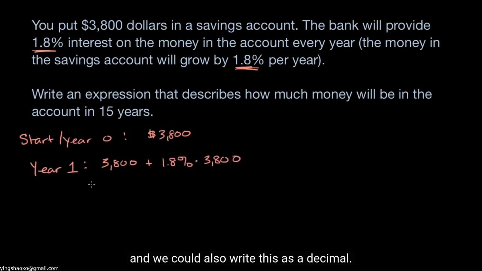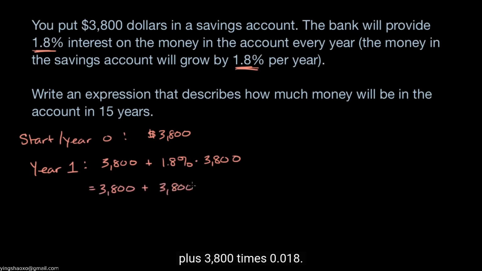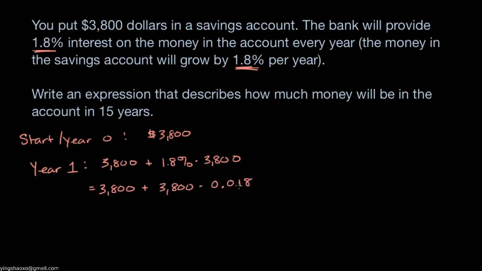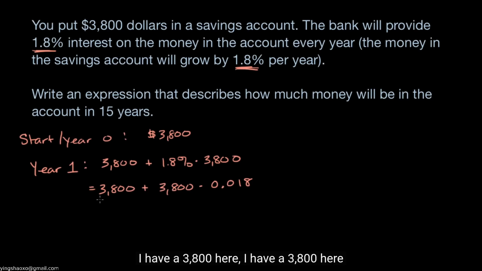And we could also write this as a decimal. This is equal to 3,800 plus, and I'll switch the order of multiplication here, 3,800 times 0.018. 1.8% is the same thing as 18 thousandths or 1.8 hundredths, depending on how you want to pronounce it. And so here you might say, there's an interesting potential simplification mathematically here. I have a 3,800 here, I have a 3,800 here, so why don't I factor it out, essentially undistribute it.